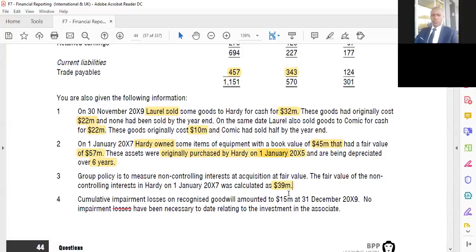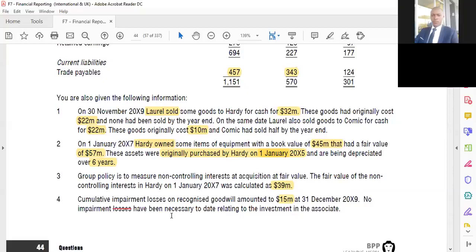We are going to add that to the purchase price so that we come up with the goodwill at acquisition. So we are going to show that. Then note number 4 says cumulative impairment loss on recognized goodwill is 15. Okay, so now we are okay.